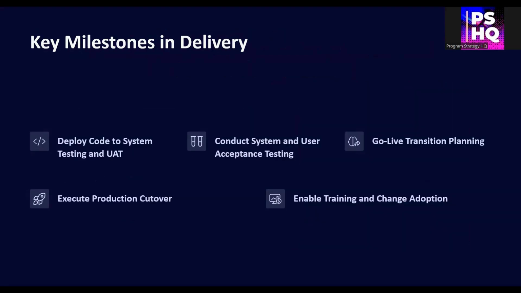Here are the key milestones in the delivery phase. Deploying the solution to system testing and UAT environments, conducting final rounds of system and user acceptance testing, planning the go-live transition, executing production cutover, and enabling training and user adoption. Each step is crucial for a smooth and risk-controlled launch.